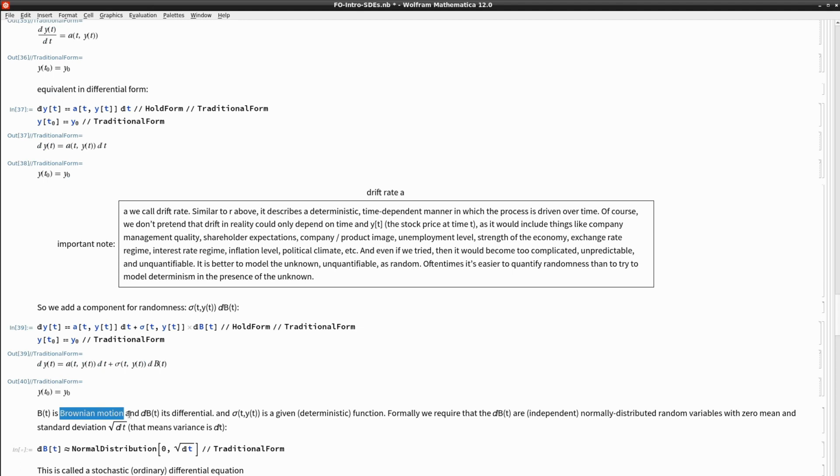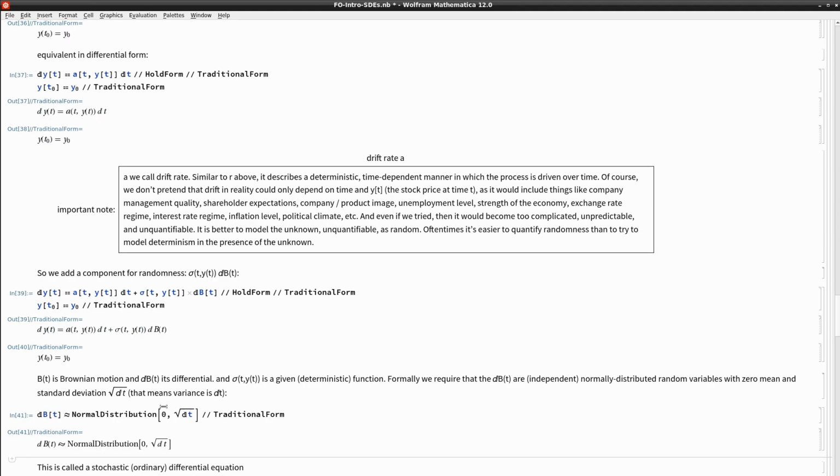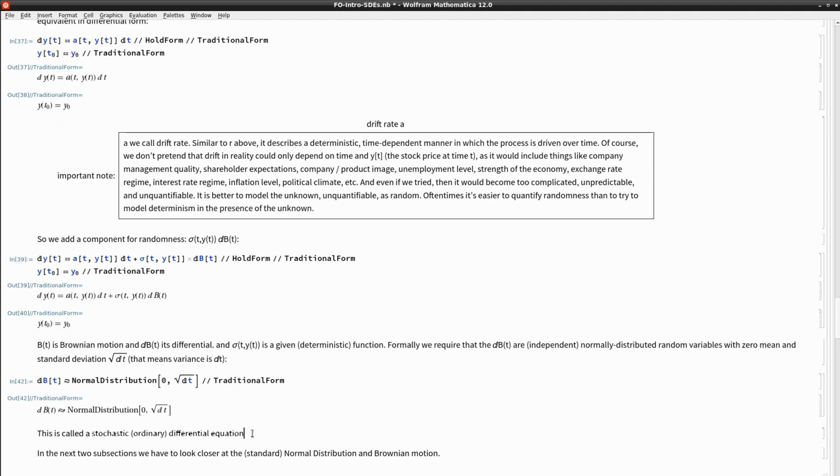And B of t is what we call the Brownian motion, and dB of t is the corresponding differential. Sigma of t and y of t is a given deterministic function. We want to have a deterministic function for our randomness. And formally, we just require that dB of t are independent, normally distributed random variables with a zero mean and a standard deviation square root of dt. And that means the variance is dt. Right? The standard deviation is the square root of the variance, and the variance is the square of the standard deviation. So we require it to be normally distributed with a zero mean, and the standard deviation is the square root of the time differential. So this is how we're expecting this for our equation. And this is now called a stochastic differential equation, or more precisely a stochastic ordinary differential equation.